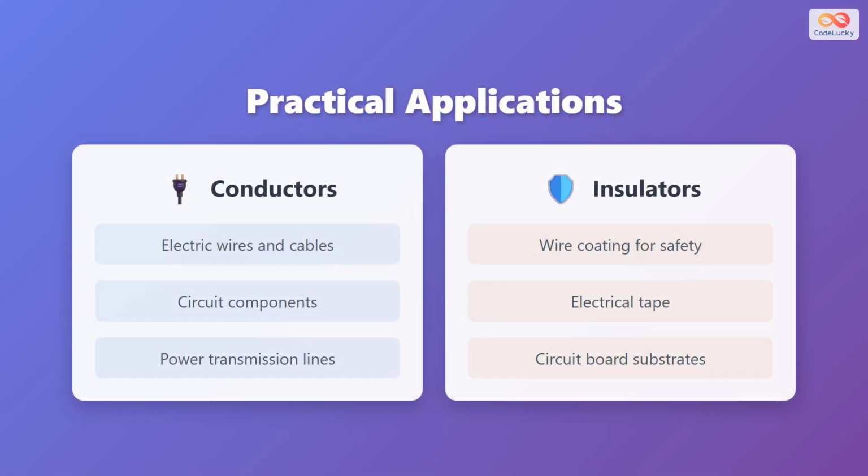Let's see how we use conductors and insulators in real life. Conductors are used in electric wires and cables to carry current from one place to another. They're also essential in circuit components like switches and connectors, and in power transmission lines that deliver electricity across long distances. On the other hand, insulators are used as wire coating to keep us safe from electric shock. Electrical tape acts as an insulator to repair damaged wires. And circuit board substrates are made from insulating materials to prevent unwanted connections between different parts of the circuit. Together, conductors and insulators work hand in hand to make safe and functional electrical systems possible.